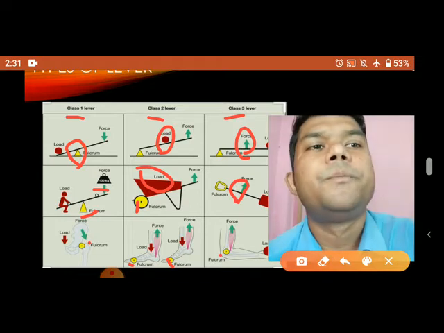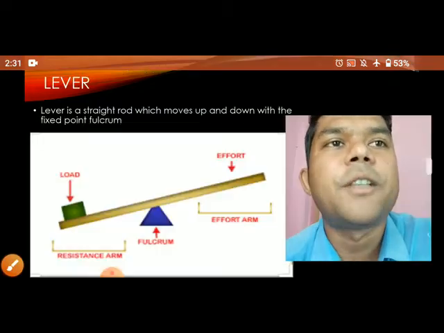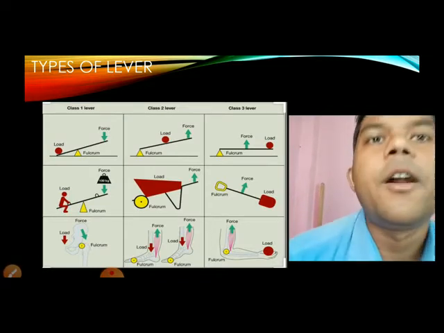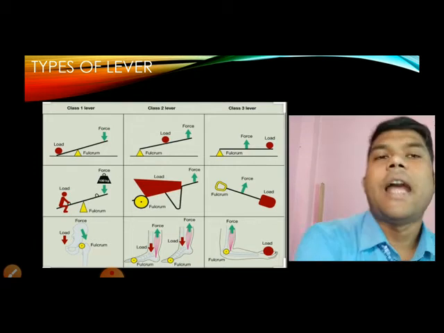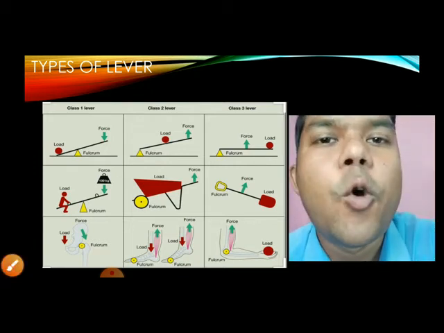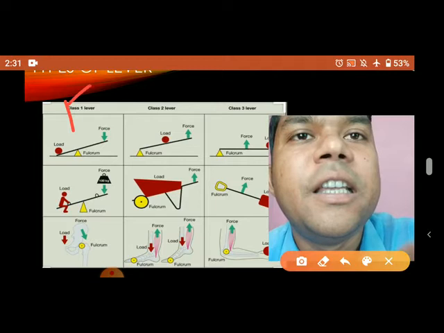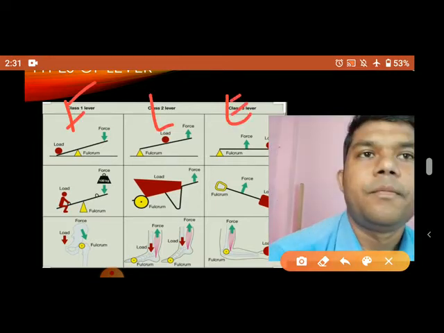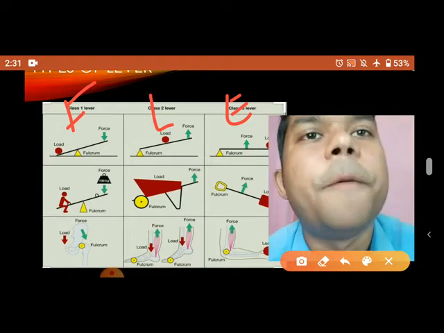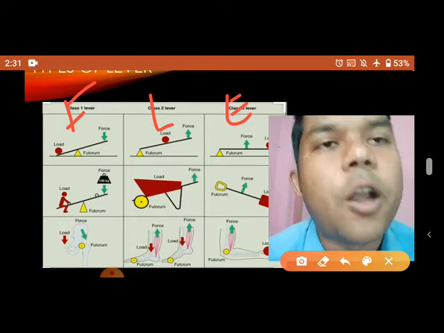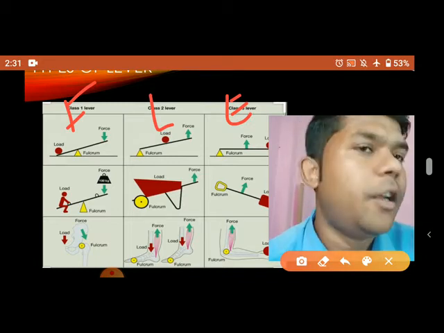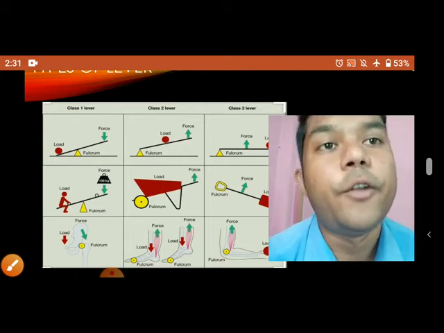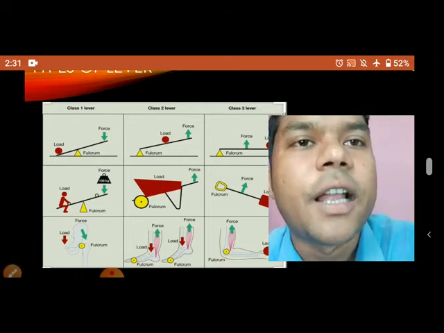So there are 3 types of lever: first class, second class and third class. In simple words you can identify them by F L E, flea. In the first class lever the fulcrum is in the middle. In the second class lever the load is in the middle, and in the third class lever the effort is in the middle. In this way you can memorize the difference between first class, second class and third class.